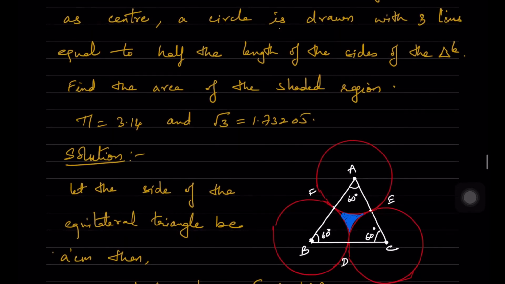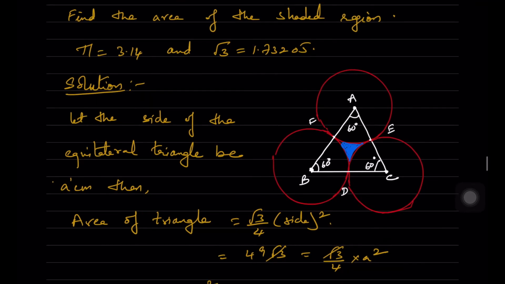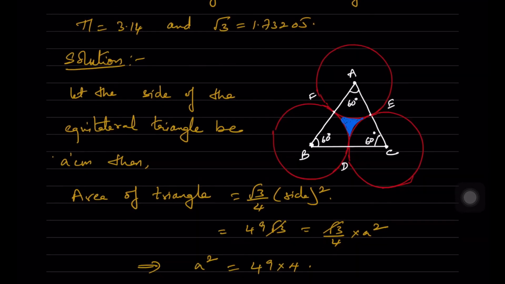So after equating that area, what are we having? Let the side of the equilateral triangle be a centimeters. So area of the triangle is root 3 by 4 side square, and it is also given that it is equal to 1732.05. So if you substitute all this, you will get the side of the equilateral triangle.